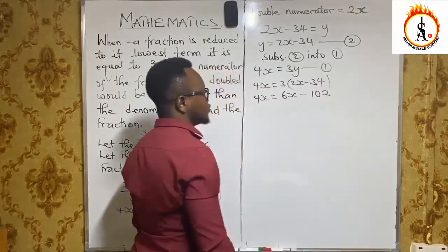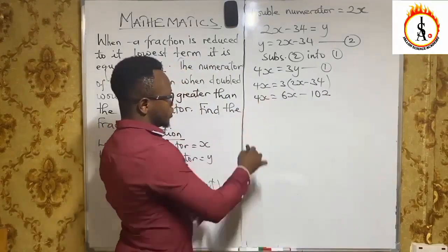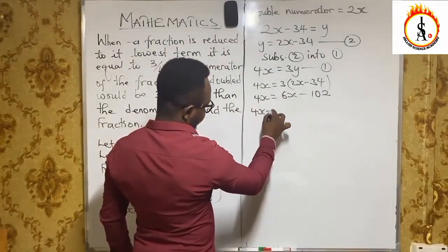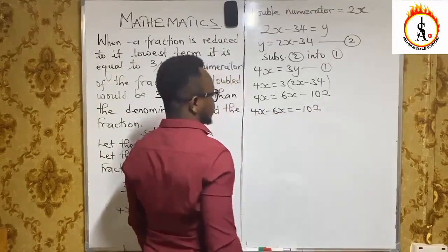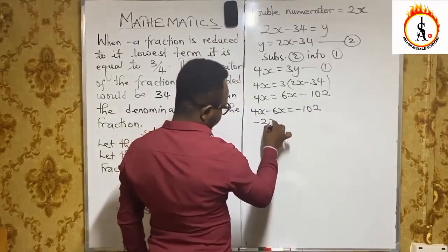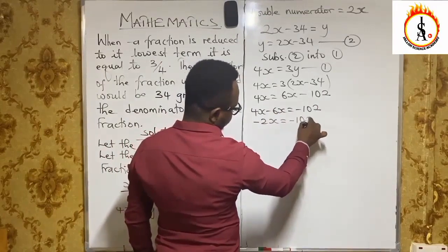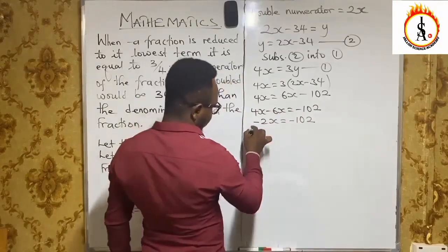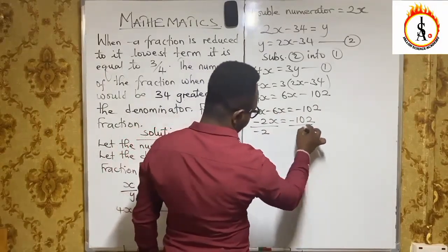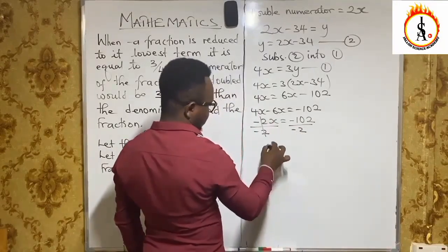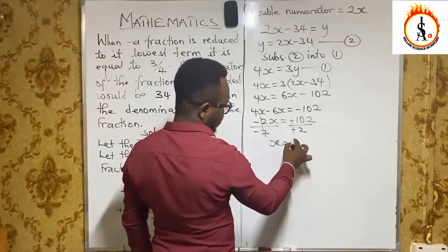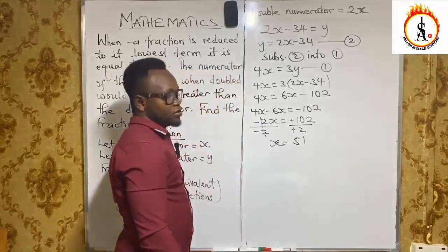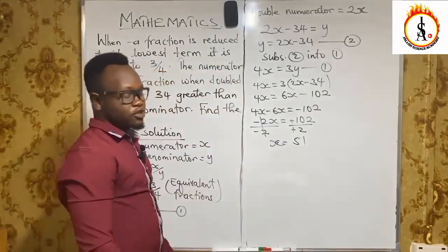So we're going to transpose this. So 4x minus 6x will be equal to negative 102. So this will give us negative 2x is equal to negative 102. So we divide here by negative 2, here by negative 2. This cancels, x remains, and this and this will cancel, and our answer becomes 51, meaning the numerator is 51.